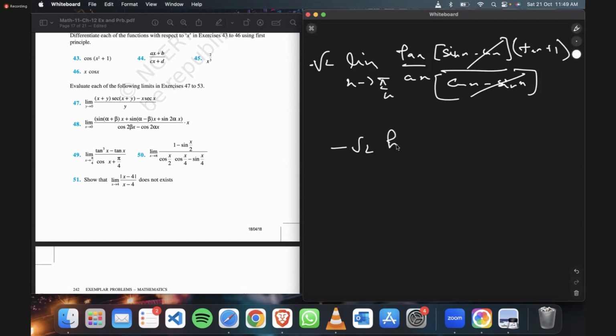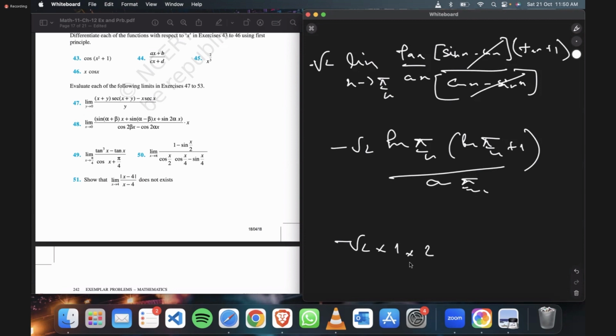Now I'll just put in the values for x. Inside I have tan pi by 4 plus 1 divided by cos pi by 4. So minus under root 2 into 1 into 2 by 1 over under root 2. So that will leave me with root 2 times 2. So it is 2 times 2 minus, and it is minus 4. That will be your answer.